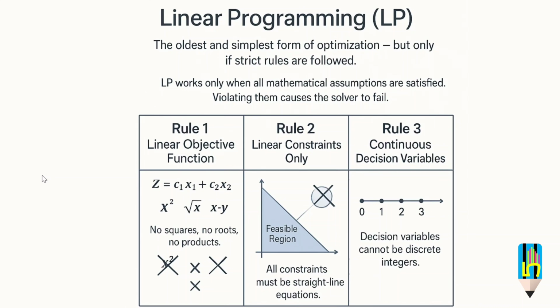And rule number 3 is that all the decision variables must be continuous. It should not be discrete whole numbers. And this is where water distribution networks fail, because they are in discrete steps, the pipe sizes especially, and everything in water distribution is not a linear function. For example, Hazen-Williams has coefficients which are non-linear in nature.